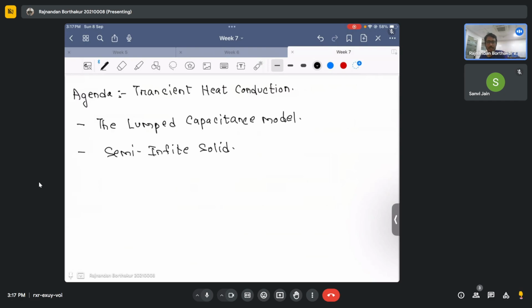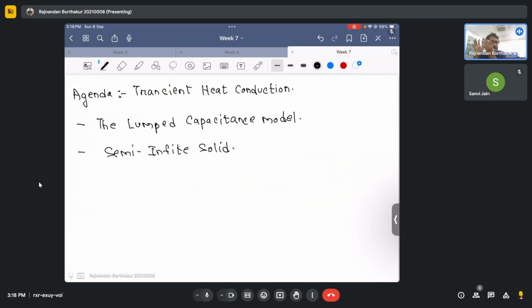We will proceed with something known as transient heat conduction. By the name transient, it suggests that now we are adding one more complexity into our problem. Now we will look into the unsteady problem, because till yesterday we took the assumption for all the solutions and methods that we dealt with, be it 1D or 2D, that our problem is a steady state problem.